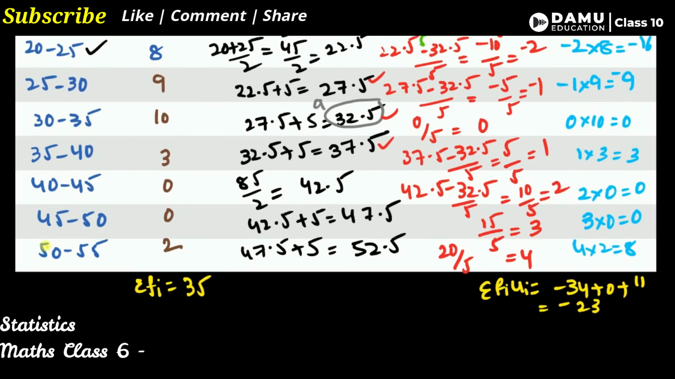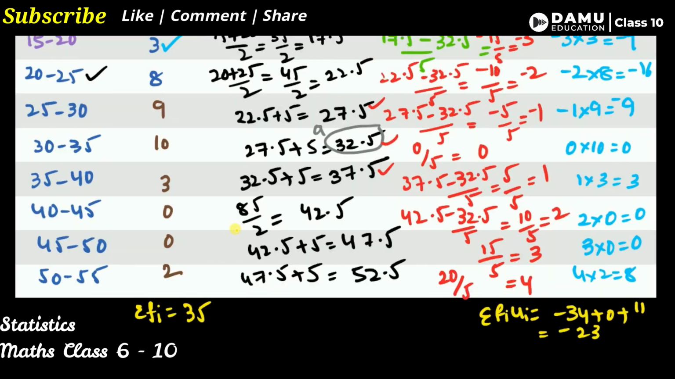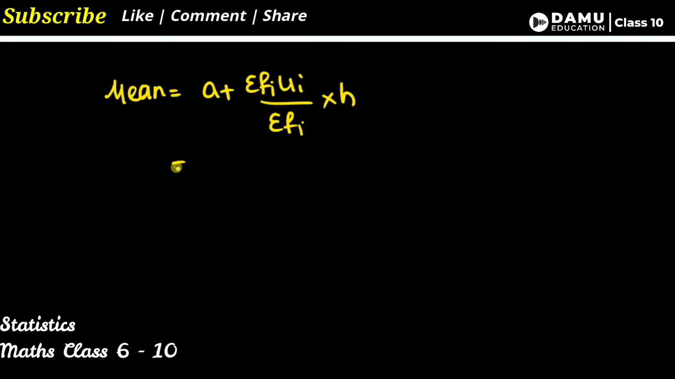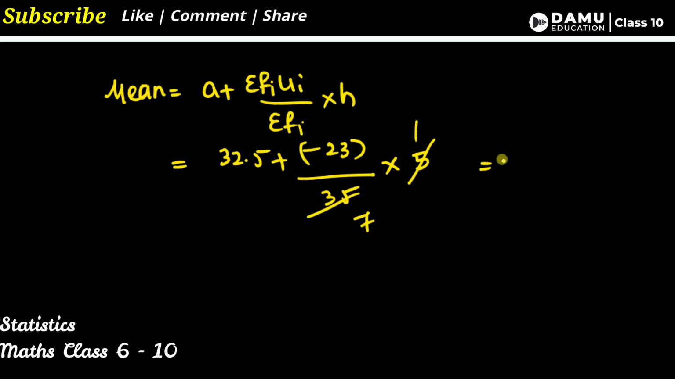Next, going to substitute all these values in this. So let's move on to the calculation of mean. So let's find out what is the mean here. The mean is nothing but assumed mean plus summation of fi ui by summation of fi into h. So assumed mean we have taken as 32.5 plus summation of fi ui is nothing but minus 23. Summation of fi is nothing but 35 into h. H we already calculated, that is 5. 5 ones are 5, 5 sevens are 35. So what is that? 32.5 minus 23 by 7.